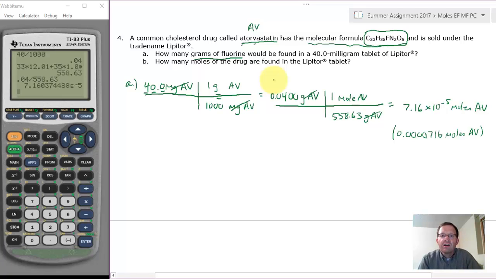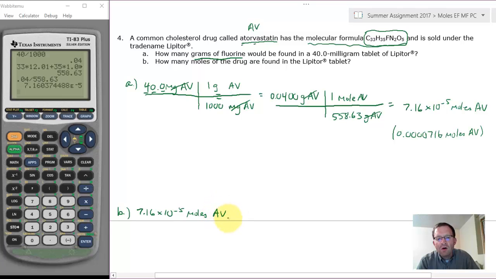And you'll notice in chemistry occasionally with the AP problems that a later problem actually asks you for something that you earlier figured out already. And in this case, that's happened to us. So we've actually got our answer here already for part B. It's 7.16 times 10 to the negative 5 moles of atorvastatin.